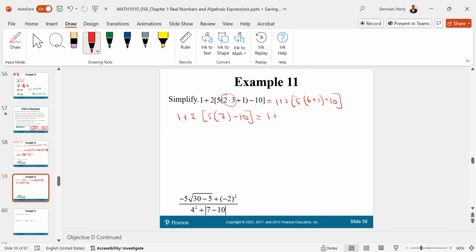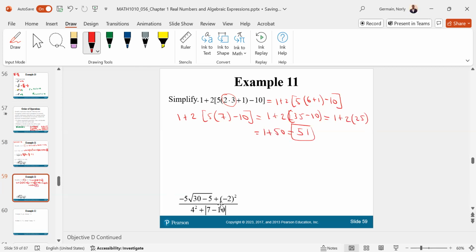Now we're going to have 1 plus 2 times 5 times 7 is 35, minus 10. Now we still cannot add the 1 plus 2. We cannot add that, okay? So that gives us 1 plus 2 times 35 minus 10 is 25, right? So 25. Okay, we cannot do 1 plus 2. We need to do 1 plus 2 times 25 is 50. So the answer is 51.